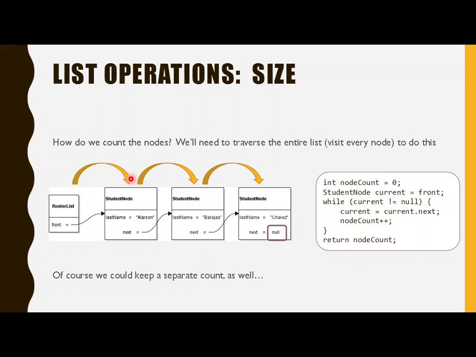If we're here, this is current. When we say current dot next, we follow that next pointer to here. So current equals current.next means follow the next pointer in this node and be on the next node, and then remember that current is now here. So that updates current to be on the next node. And we keep doing that and incrementing the count until we get all the way to here.